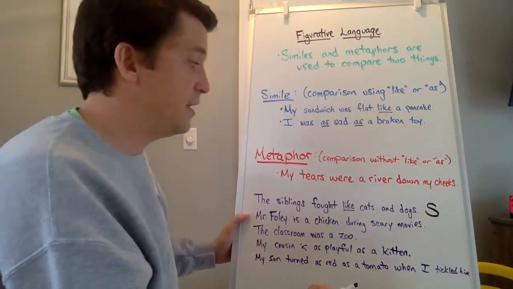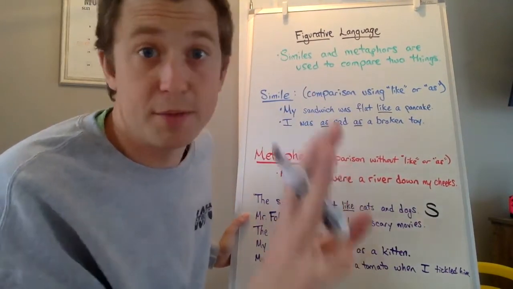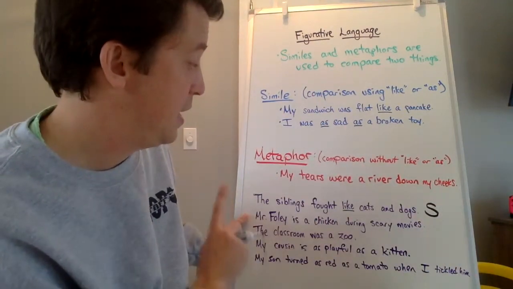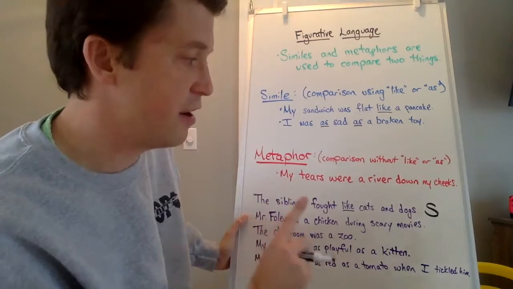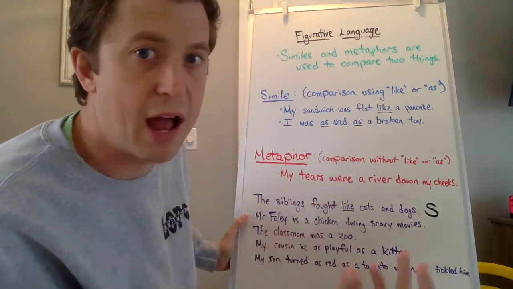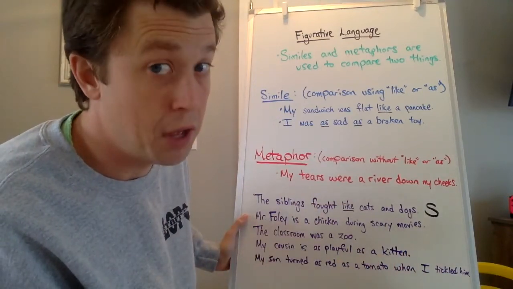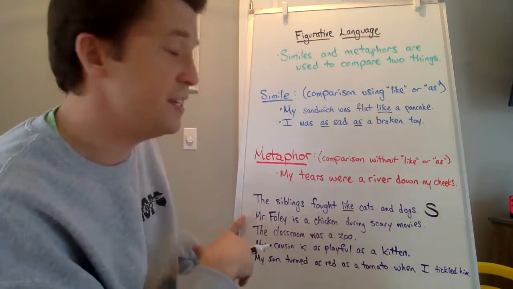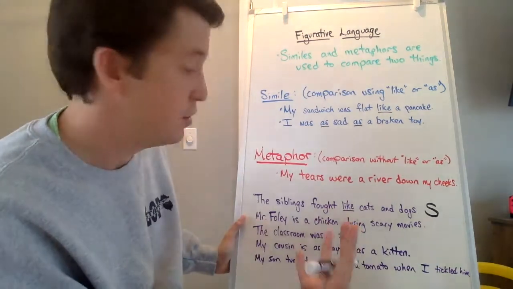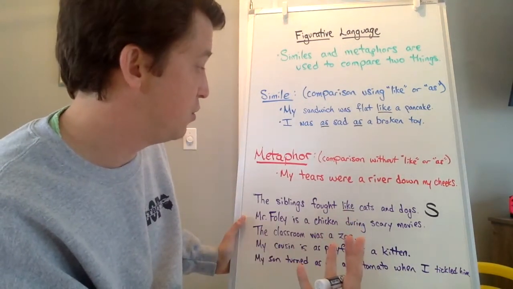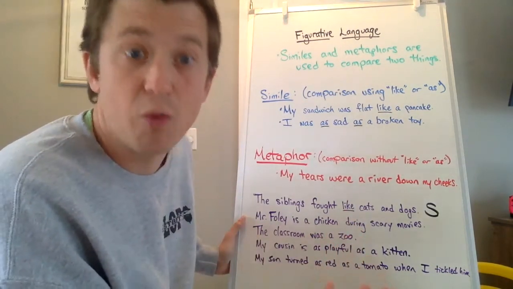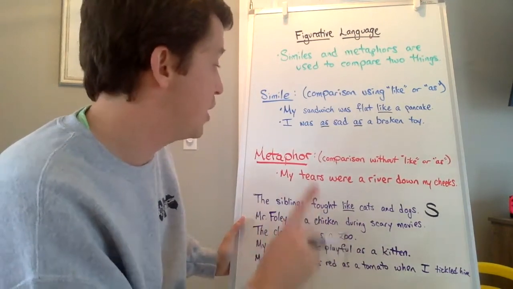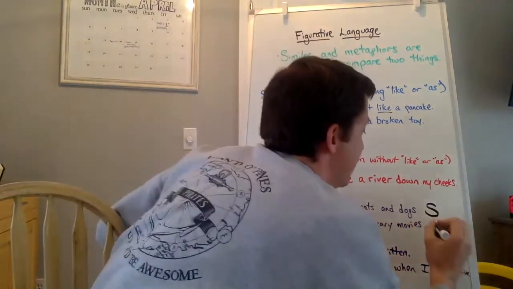Mr. Foley is a chicken during scary movies. I'm sorry, Mr. Foley, I had to let him know. He is a chicken during scary movies. Do we see the word like or as? I don't see it. Now, is it comparing Mr. Foley's reaction during scary movies to how a chicken feels scared? Well, yes, it is comparing those things. So Mr. Foley is a chicken during scary movies. That one is a metaphor.